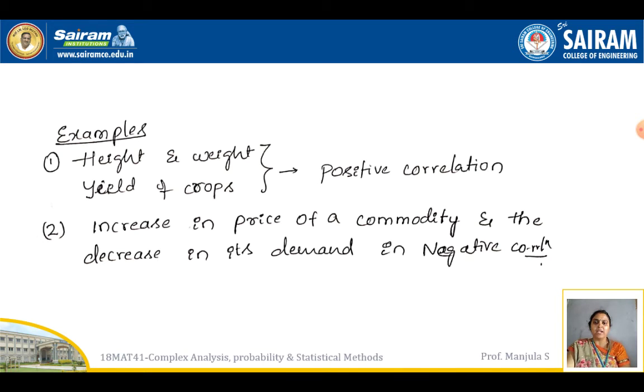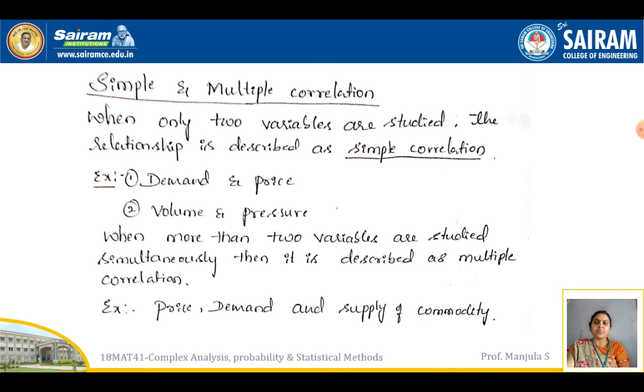For example, height and weight, or the yield of crops, are examples of positive correlation. An increase in the price of a commodity and the decrease in its demand is negative correlation. Then simple and multiple correlation: when only two variables are studied, the relationship is described as simple correlation. Demand and price, volume and pressure are examples of simple correlation. When more than two variables are studied at a time, we call it multiple correlation, for example price, demand and supply of a commodity.